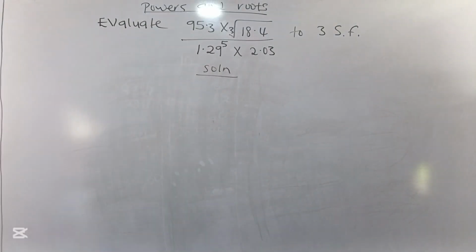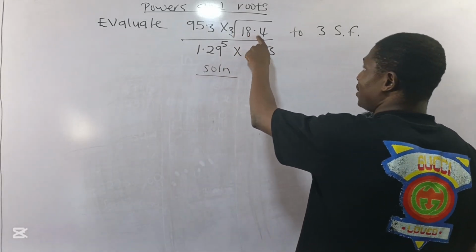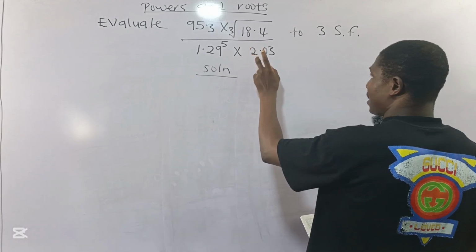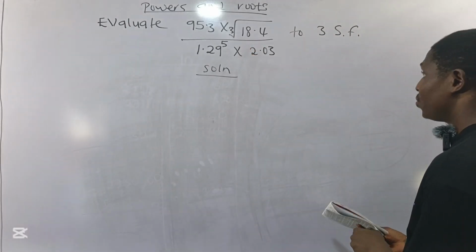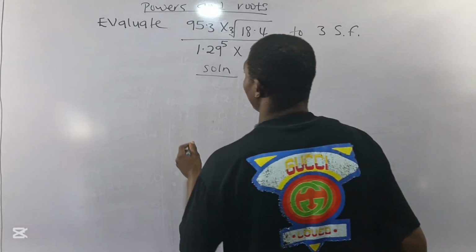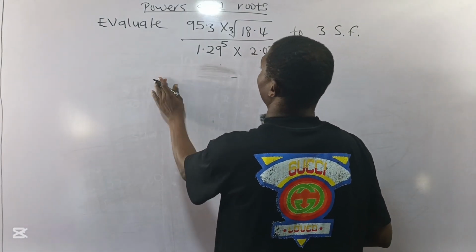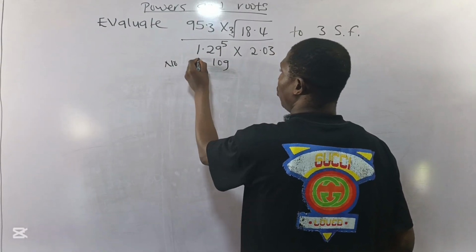We have 95.3 times the third root of 18.4 all over 1.25 raised to power 5 times 2.013. It says we should evaluate to 3 significant what? Figures. So how do we do that? We have our number and we have our what? Log.